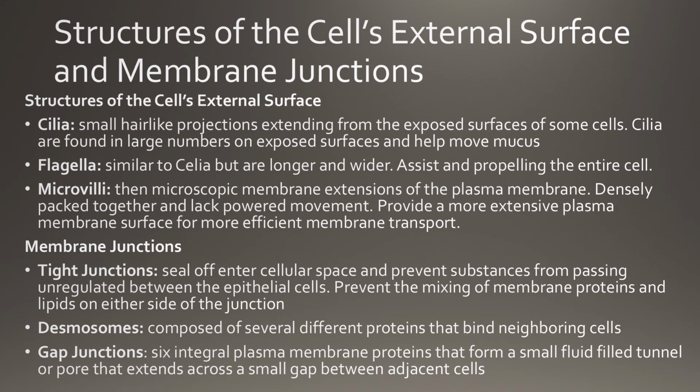Gap junctions consist of clusters of integral membrane proteins. They form small fluid-filled channels that allow direct communication and exchange of ions and small molecules between adjacent cells. They are important for coordinating cell activities in tissues like cardiac muscle and smooth muscle.